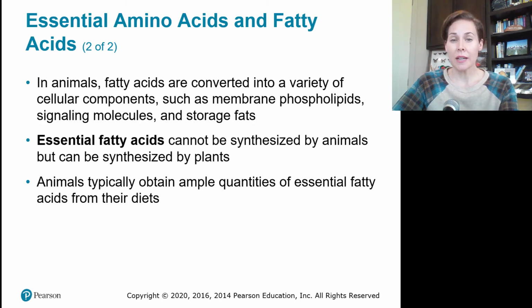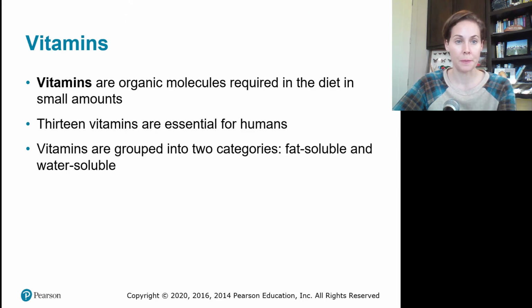In animals, fatty acids are converted into a variety of cellular components. We use these fatty acids for the phospholipids in our membranes, for signaling molecules, and for fat storage. So it is important to have fat as part of your diet, and the fatty acids are what's so important for us. We can't make certain fatty acids, but plants can make their own. Instead, we have to obtain them from different things in our diet, and that is usually something most animals are able to obtain as opposed to having to supplement it.